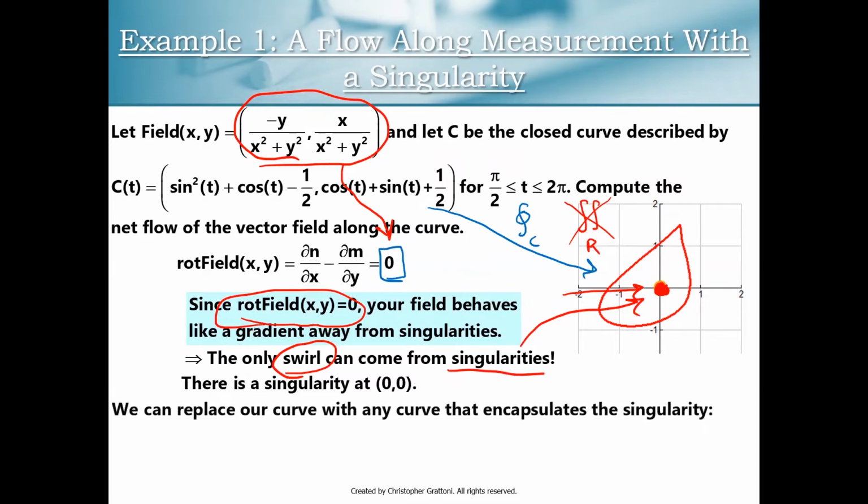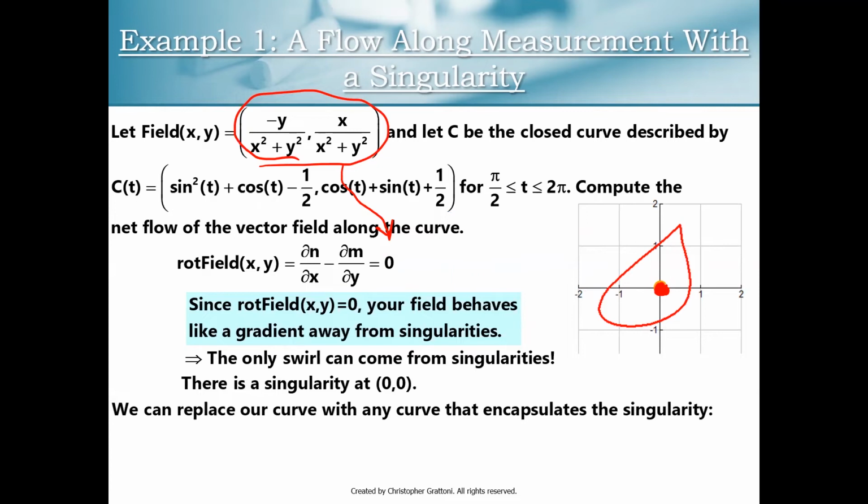So what that means is as long as we have a curve that encapsulates the origin, we'll get the same result. Essentially, we can use a replacement curve. Instead of using this teardrop shape, what if we put the unit circle centered at the origin? We could do our path integral over the unit circle, and we're going to get the same result as the path integral using the teardrop shape. So here's my replacement curve.